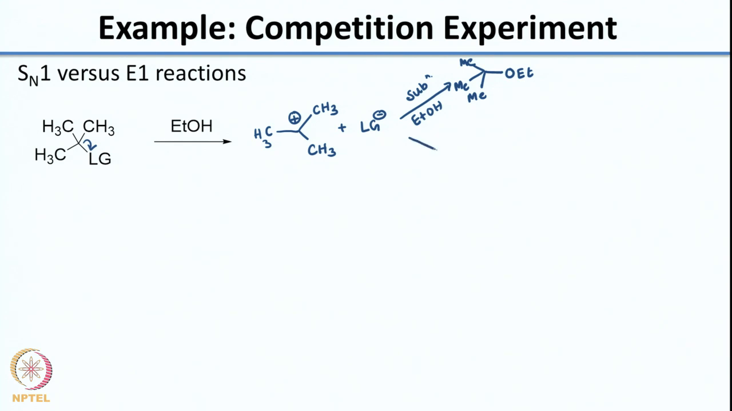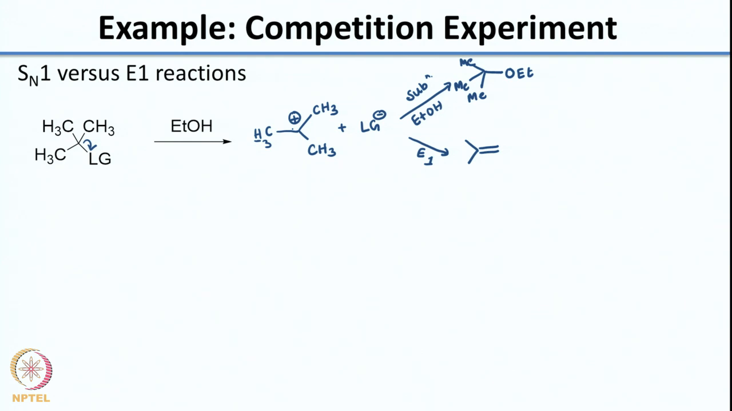If it undergoes elimination, so the E1 mechanism, in this case you would have this product being formed. Because now what will happen is, you will have a proton being abstracted from any one of these hydrogens to form the corresponding double bond. So, these are the two products that are possible.